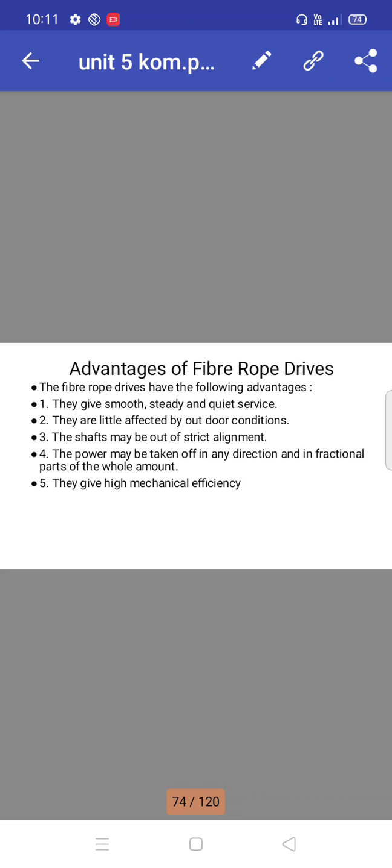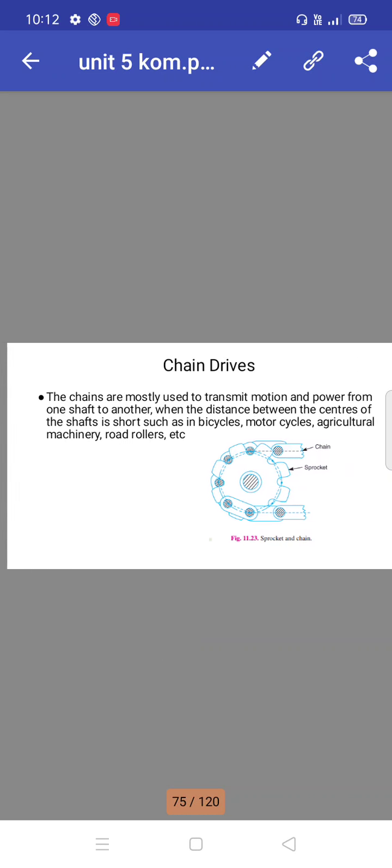They give smooth, steady, and quiet service. They are little affected by outdoor conditions. The shafts may be out of strict alignment. The power may be taken off in any direction and in fractional parts of the whole amount. They give high mechanical efficiency.